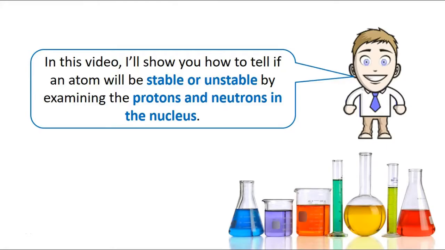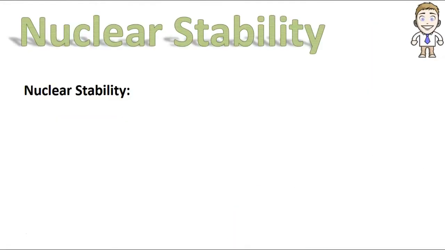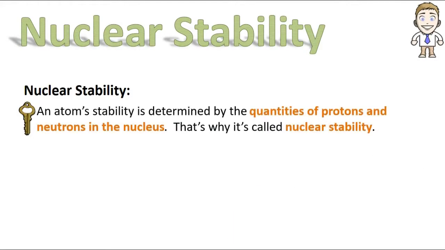In this video, I'm going to show you how to tell if an atom will be stable or unstable by looking at how many protons and neutrons are in the nucleus. Let's start off by generally stating that an atom's stability is determined by the quantities, that's how many protons there are versus how many neutrons there are in the nucleus, which makes sense. That's why it's called nuclear stability.